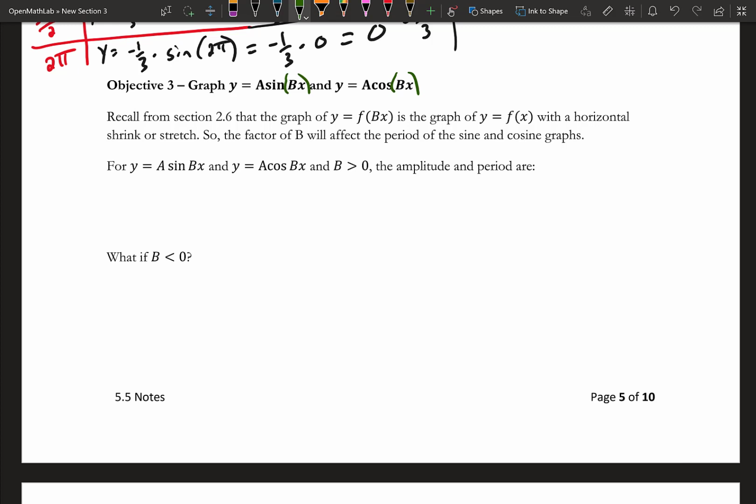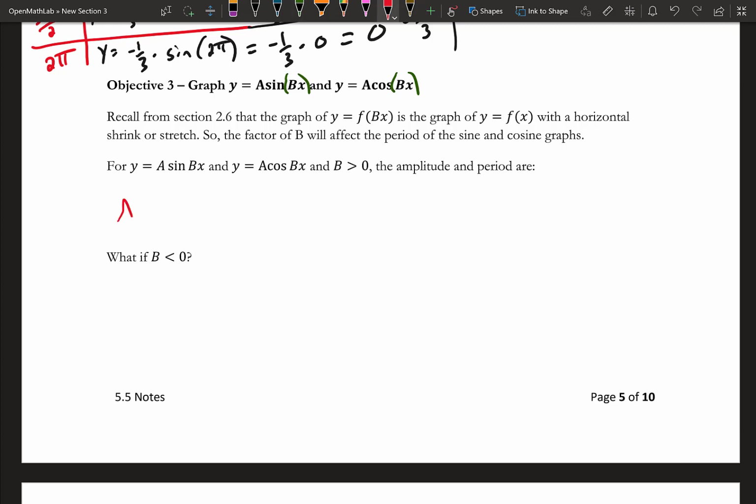So what I have here, recall from section 2.6 that the graph of y equals f of bx is the graph of y equals f of x, but with a horizontal shrink or stretch, right? So the factor of b will affect the period of the sine and cosine, because it's going to pull it or smush it together, right? So for y equals a sine bx and y equals a cosine bx, where b is positive, the amplitude and period are blank, right? So let's fill that in.